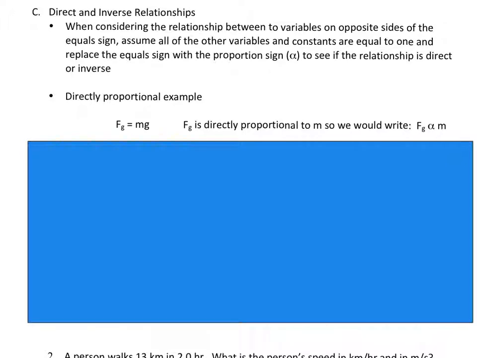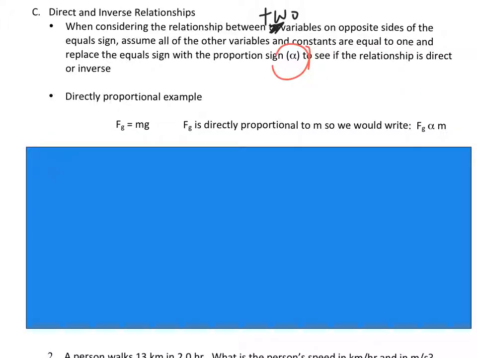Next, we're going to review direct and inverse relationships. You should have seen these when we've done some of our graphing activities in class, but I just wanted to make sure we go over them and learn how to write a proportionality instead of an actual equation. So first, when you're considering a relationship between two variables on opposite sides of an equal sign, we can assume that all the other variables and constants are equal to one another, and we would replace that equal sign with the proportionality sign, which is the Greek letter alpha.